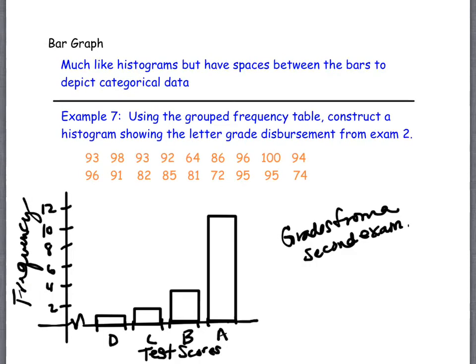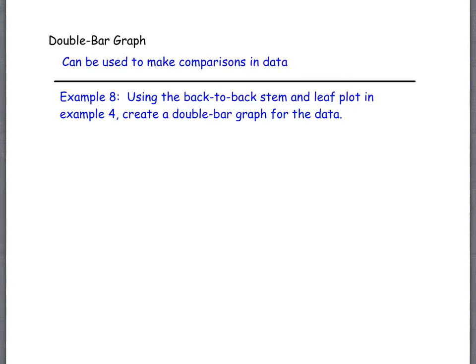Now we've already created a bar chart for the second exam. And then we're going to create a bar chart basically for the first exam. And as we're taking a look, we're going to use the back-to-back stem and leaf plot that we did in example 4 to create this bar graph. So try to, if you can, flip back and forth between example number 4, which had the back-to-back stem and leaf plot, and this example number 8 that we're on to create the bar chart.